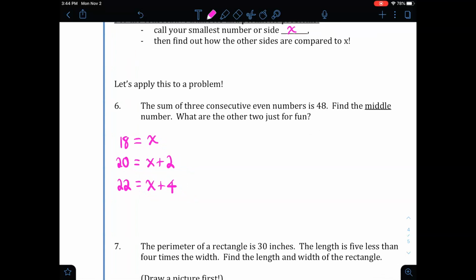So let's find the middle number. It's the sum, and sum is addition, right? So we're going to add these up now. We're going to add up these patterns to solve for x. So we have x plus x plus 2 plus x plus 4 equals 48. It says the sum of those is 48. So I added this, this, and this.